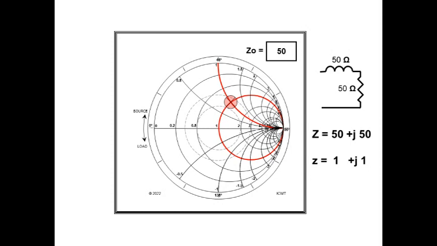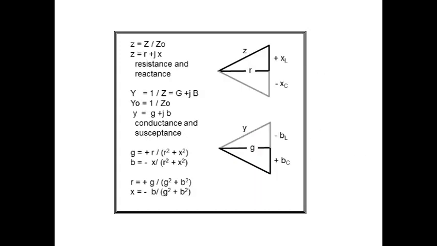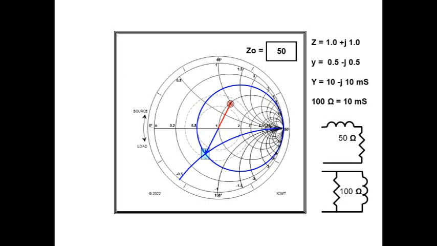Admittance, Y, is 1 over Z. It's composed of conductance, G, equals 1 over R, and susceptance B, equals -1 over X. Its admittance plots at the other end of a diameter, drawn through the impedance and the chart center, on the 0.5 - J 0.5 circle and arc. Small circles plot impedance, and squares plot admittance.